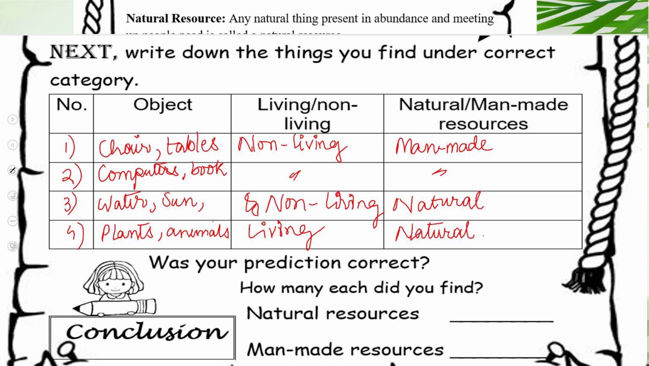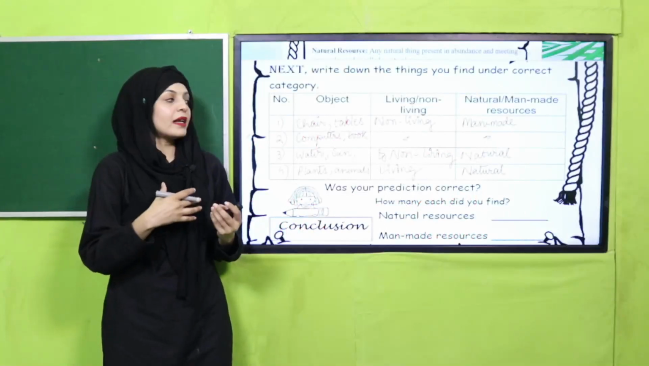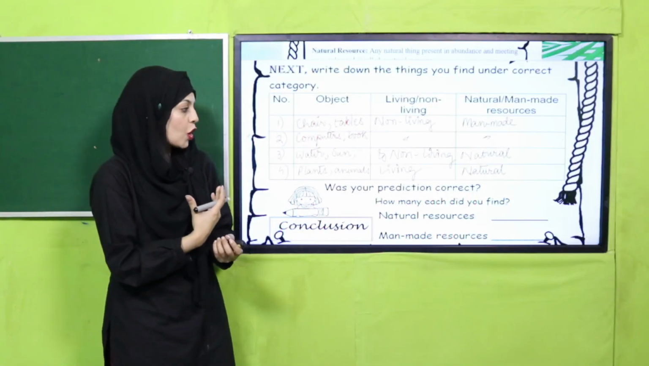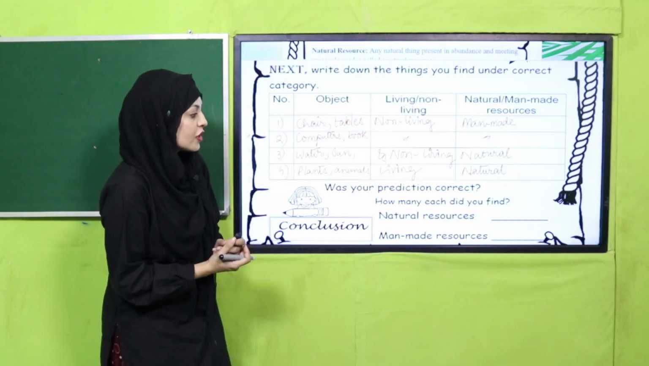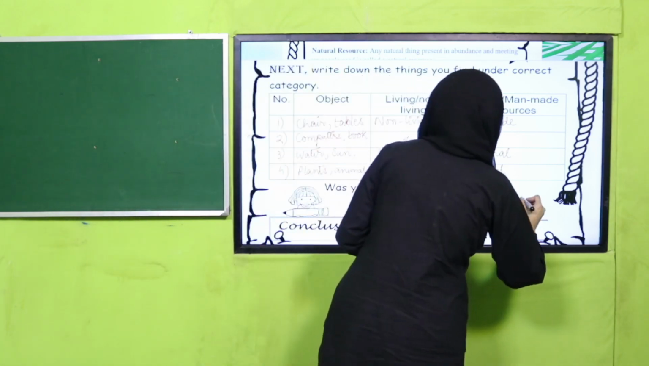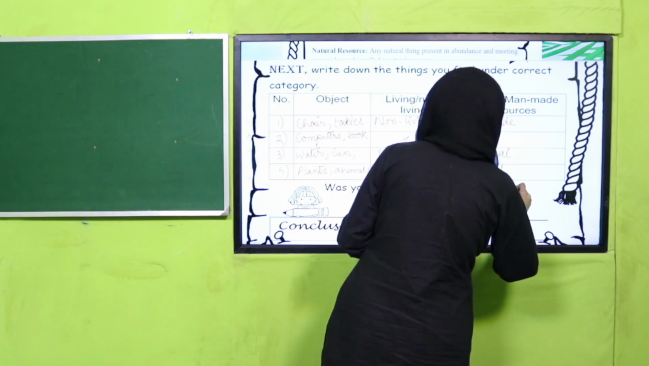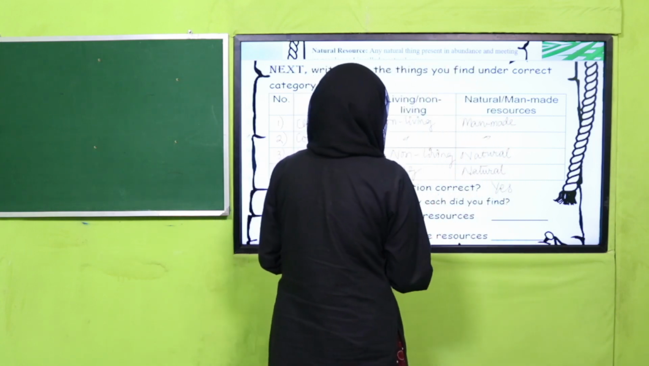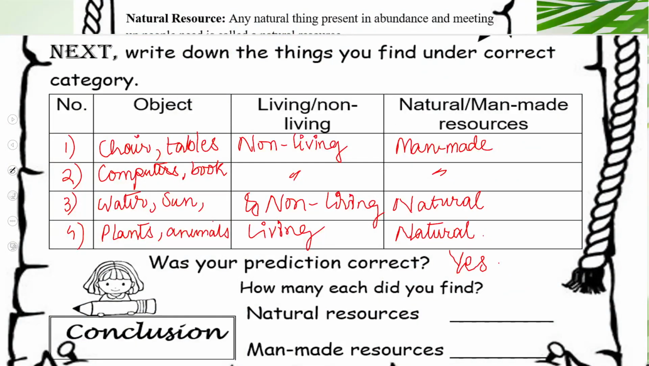So my dear students, as you can see that this is how you will finish the worksheet. And at the end you can see, was your prediction correct? I will write yes. Then how many each did you find natural resources? So I found 1, 2, 3, 4 natural resources and 1, 2, 3, 4. 4 out of 4. There were also pencils and pens. So this will be 5. So this is how you will finish your worksheet.